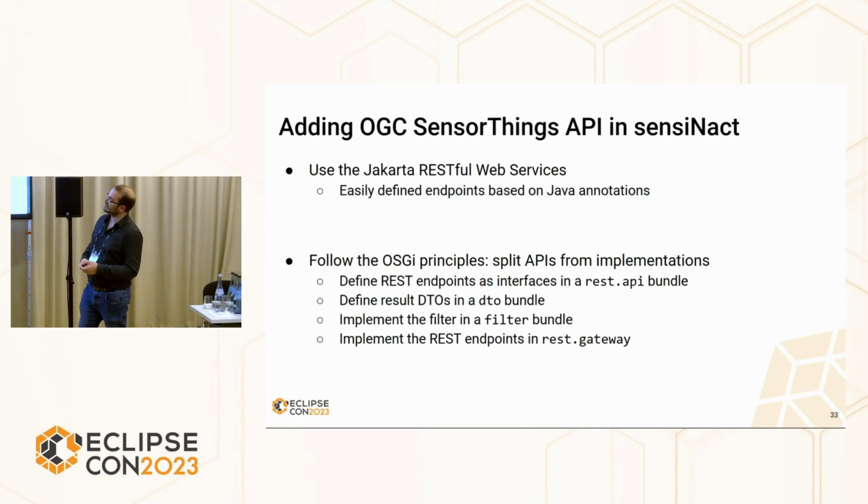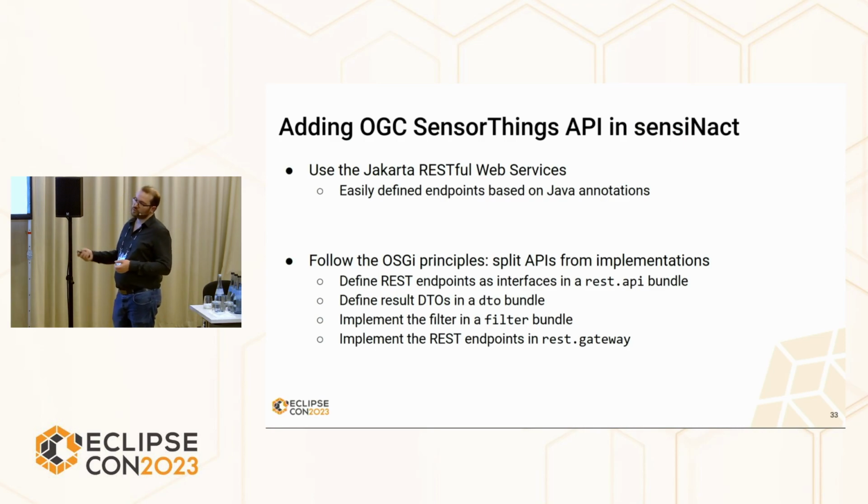So, adding OGC SensorThings, everything that you saw there was developed in 4 OSGi bundles. We have the REST API, which is just using the Jakarta RESTful Web Service whiteboard specification of OSGi. To be short, it's just a Java interface, which gives all the URLs you saw before, all the possible interactions and navigation links, defined in a set of Java interfaces in a specific bundle.